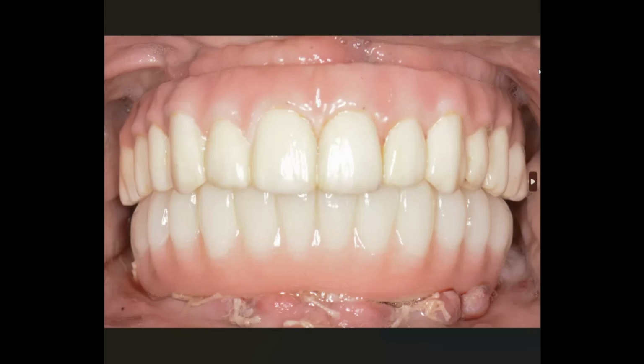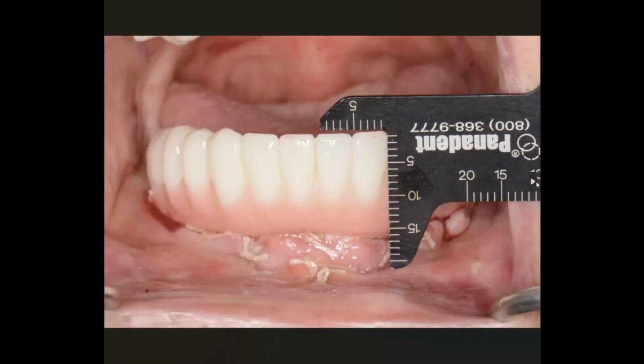And this is our first provisional that we put in. Take a look at it. No adjustments, right?